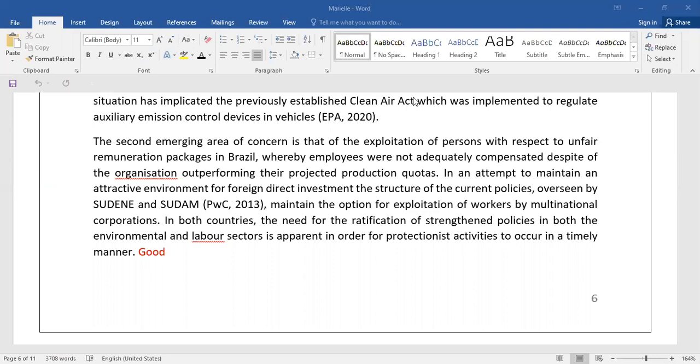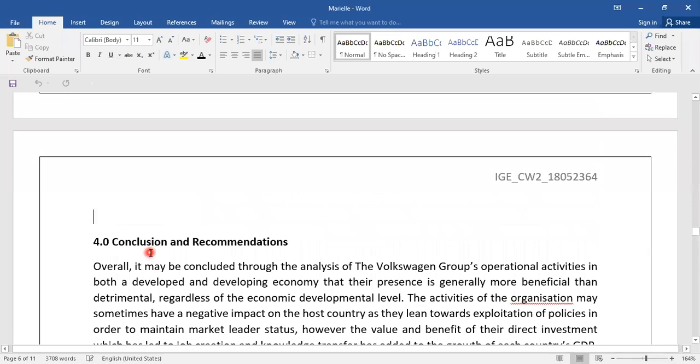So Marielle, what you should do is actually state the bodies, and you should say overseen by the regulators. You would add that, overseen by the regulators in Brazil, and these two bodies are X, Y, and Z. Good. So clearly Marielle is saying there's need for ratification and strengthening of policies, both in environmental and labor sectors. This section was really good, spot on. I couldn't improve it. Let's move on to your recommendations.